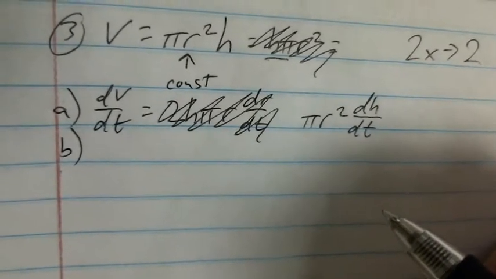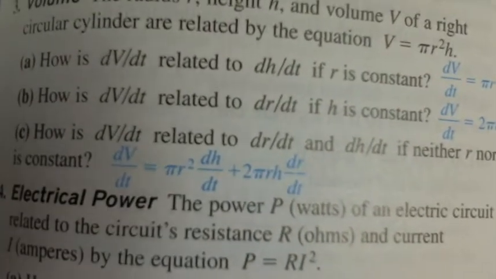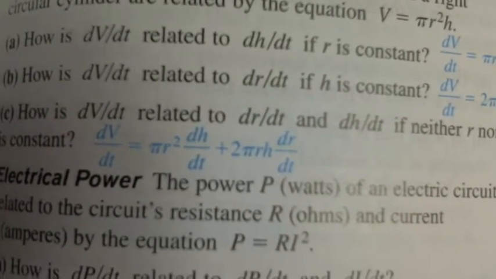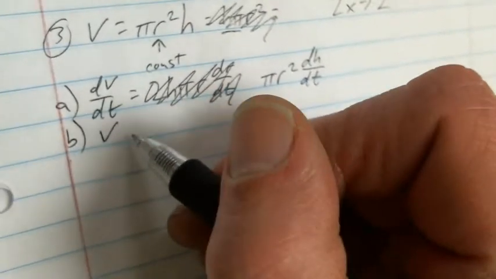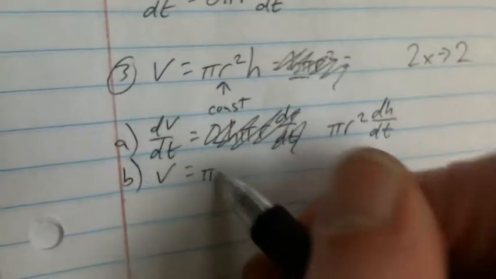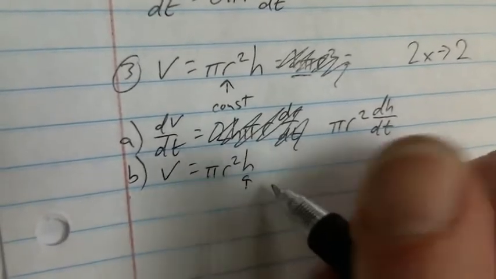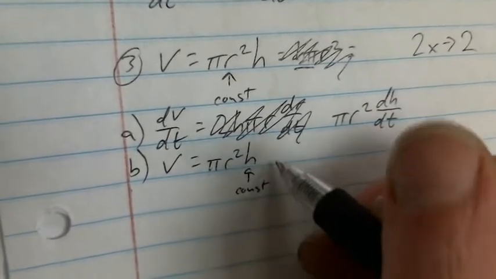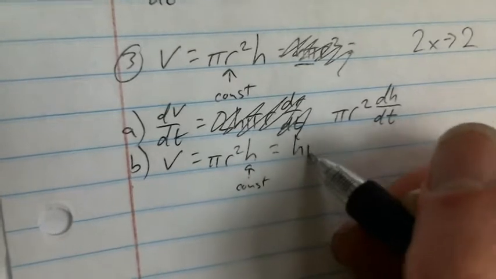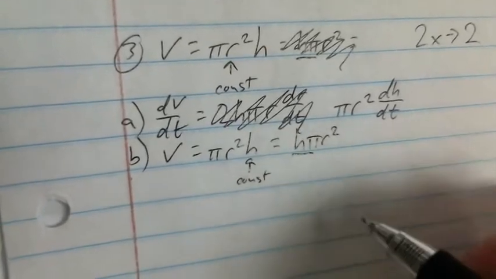In B, now we're looking at V and r with h constant. So that's what we were doing before. So let's take V equals pi r squared h. So h is constant. And change that one into h pi r squared. So we have the constant out front.